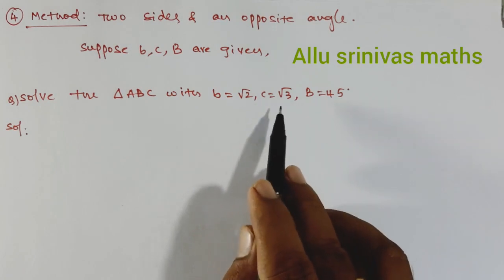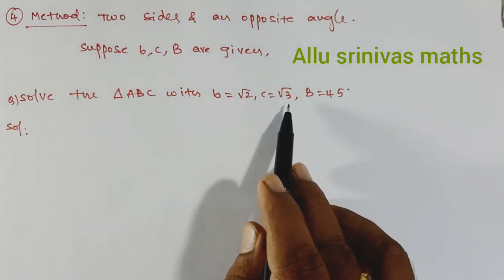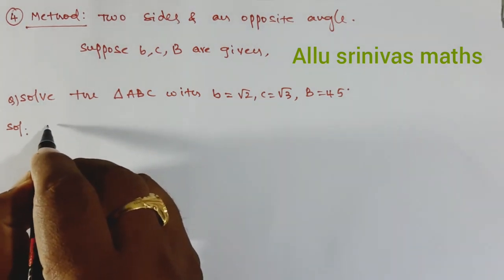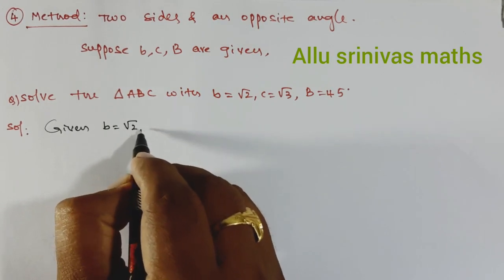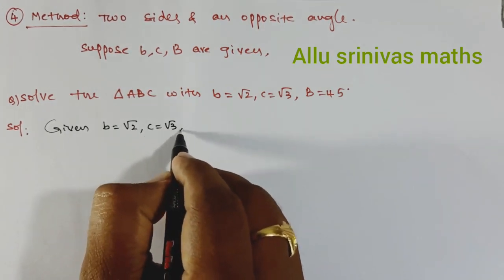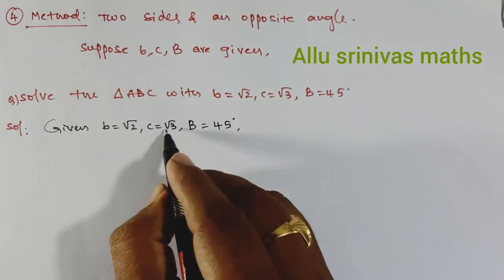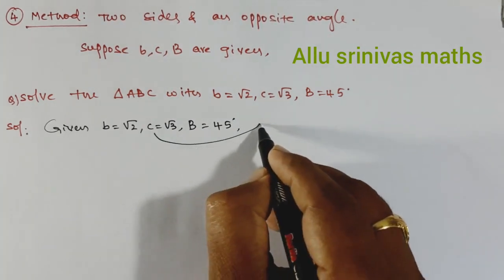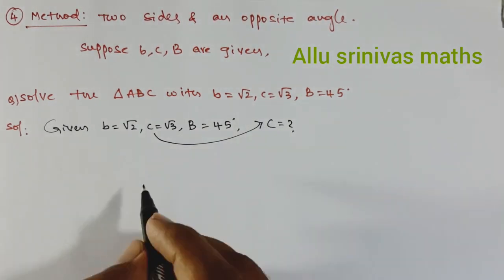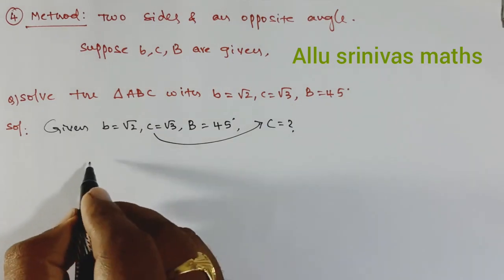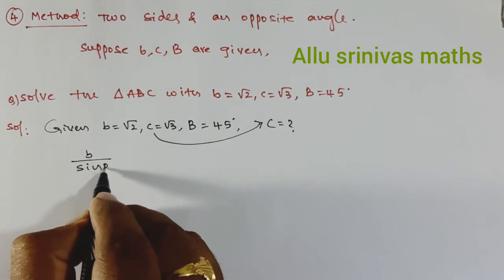Solve the triangle: side b equal to root 2, side c equal to root 3 and the angle opposite to side b, angle B, equal to 45 degrees. First you have to write the given values. So they have given angle B opposite to side b, and after that angle C, opposite to side c, we have to find.